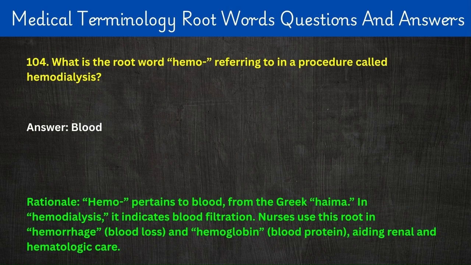104. What is the root word hema- referring to in a procedure called hemodialysis? Answer: blood. Rationale: hema- pertains to blood, from the Greek haima. In hemodialysis, it indicates blood filtration. Nurses use this root in hemorrhage, blood loss, and hemoglobin, blood protein, aiding renal and hematologic care.